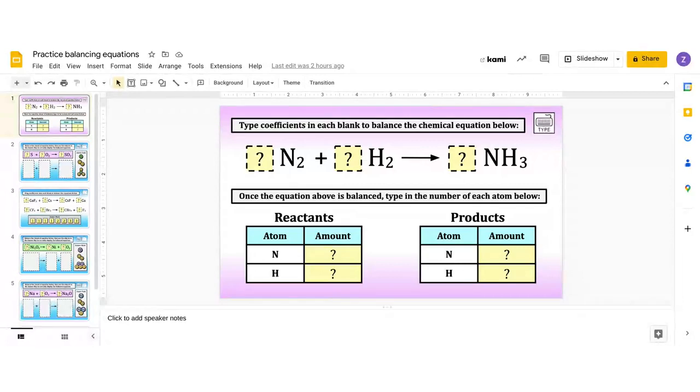All right, so how many N's on the reactant side? So the left-hand side in front of the arrow, how many N's? One. There, it says N2. Oh, two. Okay, I thought you were talking about actual N. Yeah, I'm sorry. No problem. So put down two for where that question mark is.